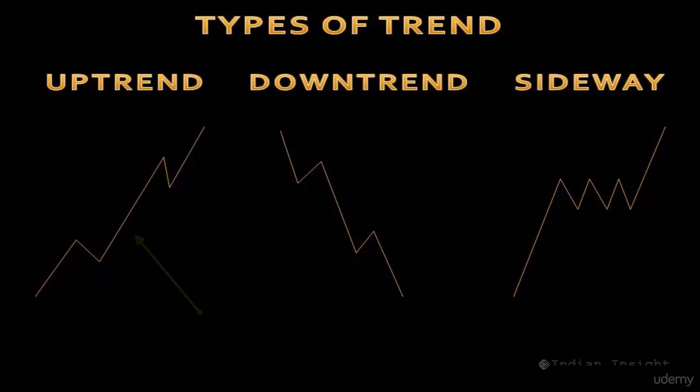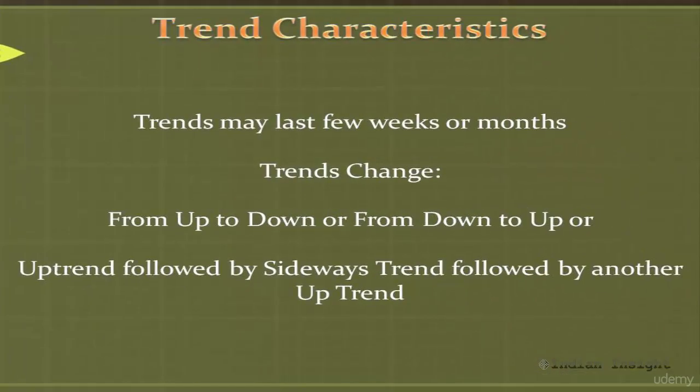An uptrend is one where the prices move up overall, like shown here. A downtrend is one where the prices move down overall, like the one shown here. A sideways trend is one where prices tend to be in a broad horizontal range for a period of time. Any trend may last either for a brief period of time, or for a longer duration as well. Whatever be the case, sooner or later, trends change.